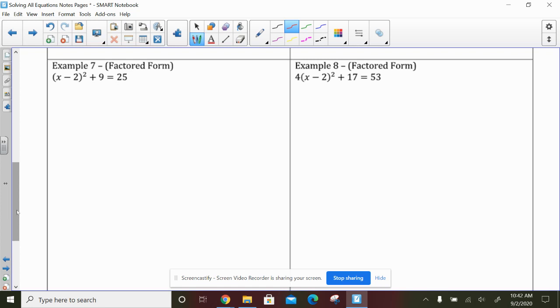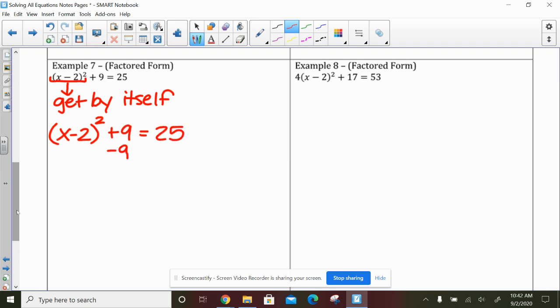All right, on problems like this, you want to get whatever squared by itself. So just like the other ones where I wanted to get the x squared by itself, I want to get this whole thing right here by itself. So the first thing we need to do is get rid of the 9. So I'm going to subtract 9 from both sides. That'll give me (x minus 2) squared equals 16. And then now I want to take the square root of both sides.